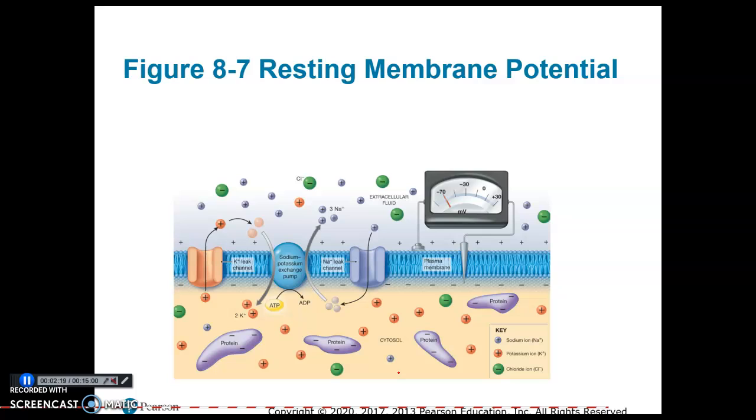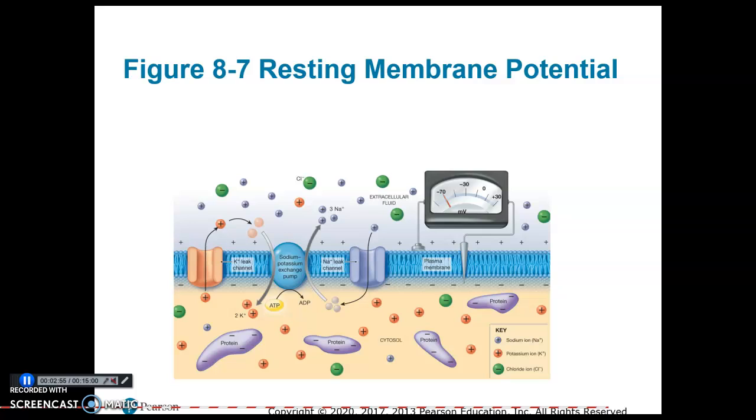One of the factors that keeps the resting membrane potential negative, so more negative inside the cell than outside, is the fact that more positive ions are being pumped out than in. 3 sodium ions are pumped out and only 2 potassium are pumped in. So you're pumping out more positive. That makes it more negative inside. Think about that for a minute. If you're removing positive, then the voltage will be more negative. So we're removing more positive ions, and that's going to help the inside of the cell be more negative.